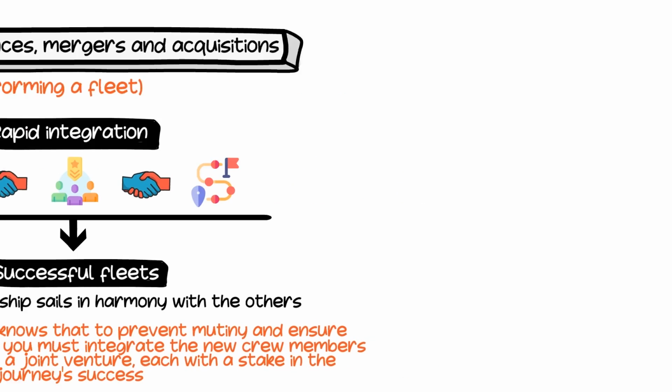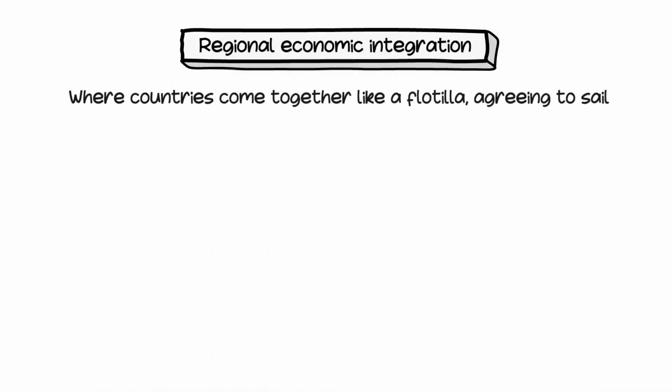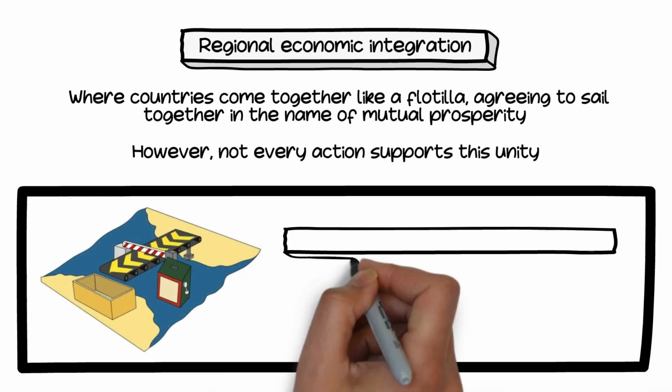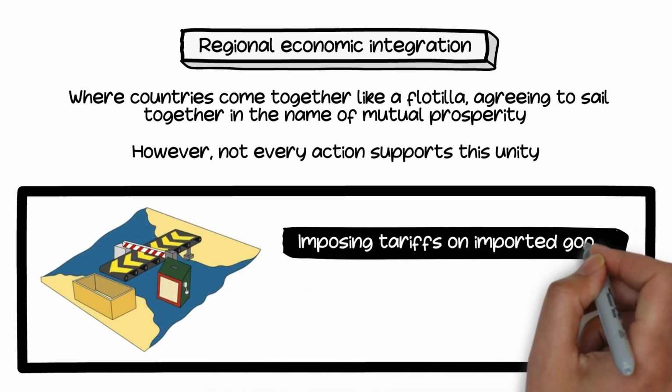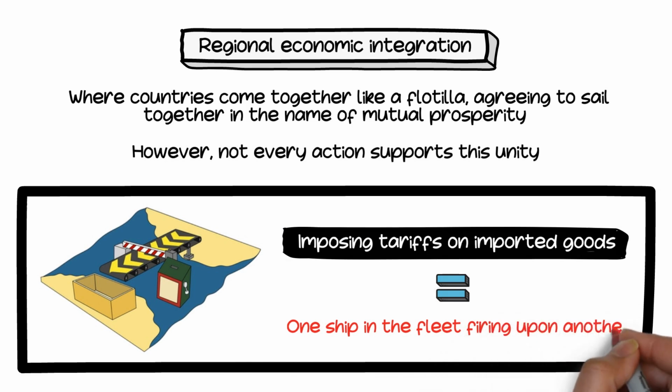Lastly, we have the grand alliance of regional economic integration, where countries come together like a flotilla, agreeing to sail together in the name of mutual prosperity. However, not every action supports this unity. For example, imposing tariffs on imported goods is the equivalent of one ship in the fleet firing upon another. It's not in the spirit of cooperation, and definitely not an example of regional economic integration.